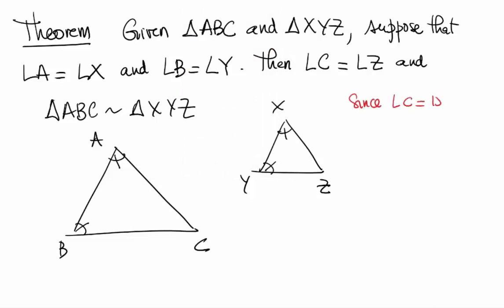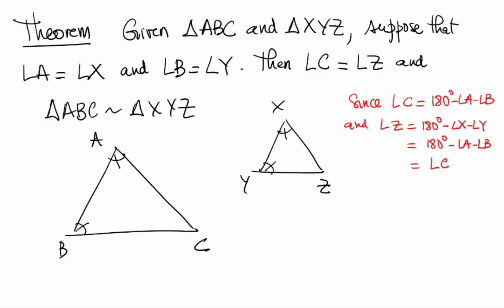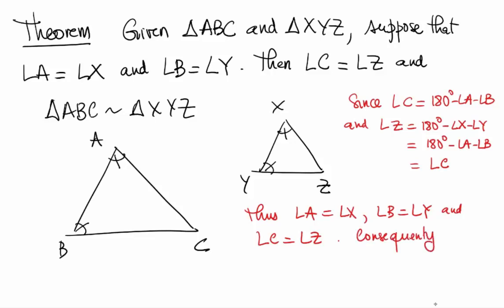since angle at C must be equal to 180 degrees minus angle at A minus angle at B, and since angle at Z must be equal to 180 degrees minus angle at X minus angle at Y, then this is equal to 180 degrees minus angle at A minus angle at B, because angle at X is equal to angle at A and angle at Y is equal to angle at B. So this is equal to angle at C. Thus we have that angle at A is equal to angle at X, angle at B is equal to angle at Y, and angle at C is equal to angle at Z. Consequently, we can then say that triangle ABC is similar to triangle XYZ.